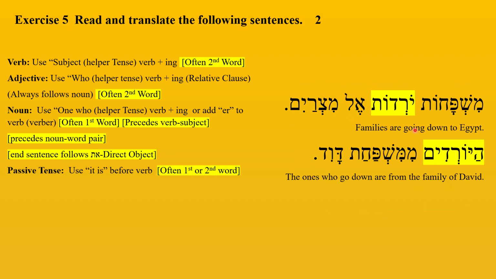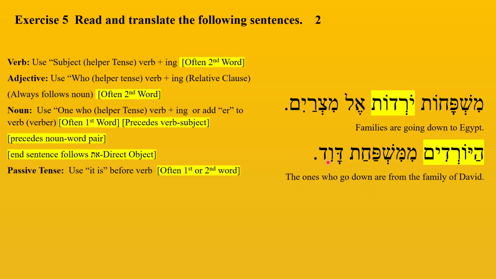Number 2, exercise 5. Mishpachot yordot el Mitzrayim. Again, first word, subject, noun, families. No other verb, so this is probably the verb of the sentence. So families are going down to Egypt. That works. Next one.